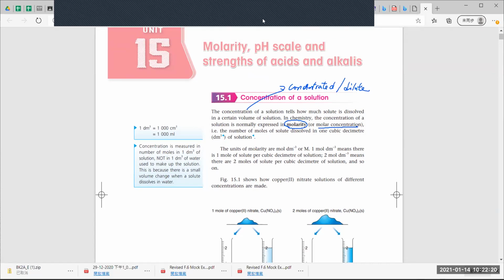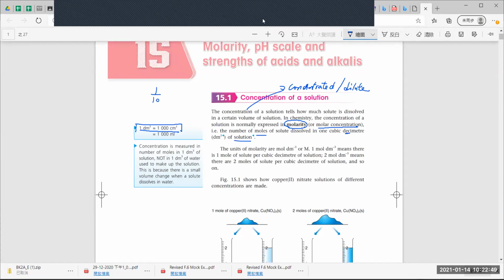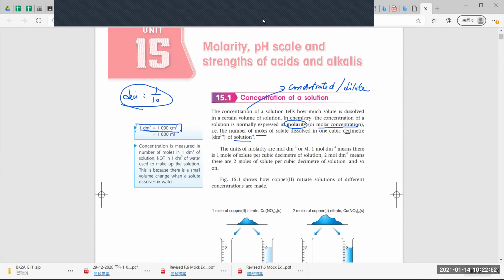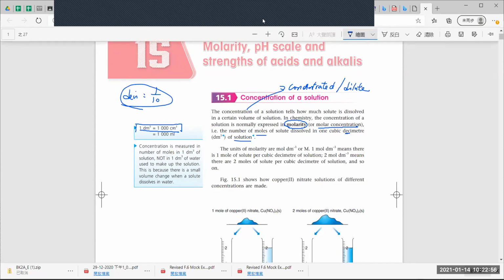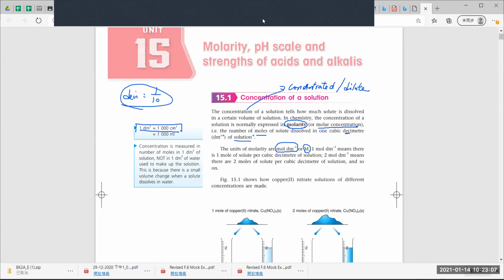Now, the unit for this is the number of moles of the solute dissolved in 1 cubic decimeter of the solution. So what is meant by decimeter? 1 dm cube means 1,000 cm cube, or 1 liter, or 1,000 milliliters. Deci means 1/10. So it is just a conversion of units. The unit for this is mole per dm cube, or capital M, molar. Very often we would use this in your DSE.